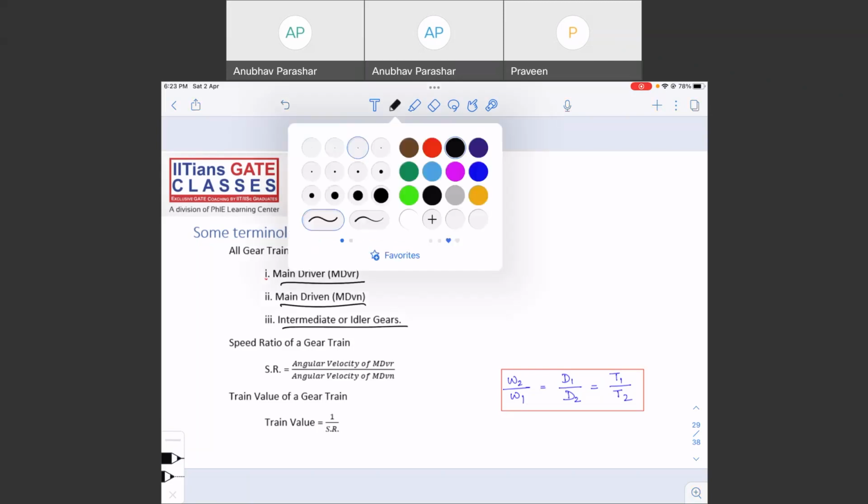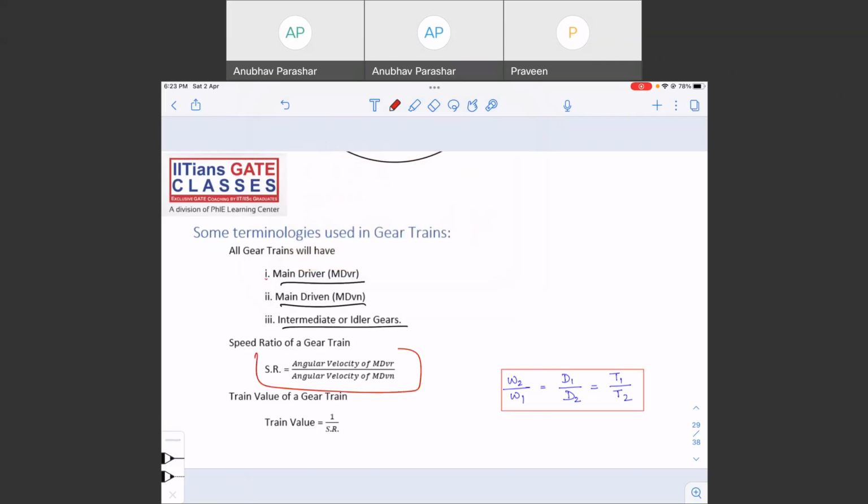Then there is a term which is known as speed ratio. The speed ratio is the angular velocity of the main driver divided by the angular velocity of the main driven.